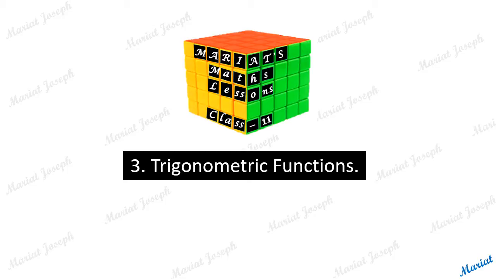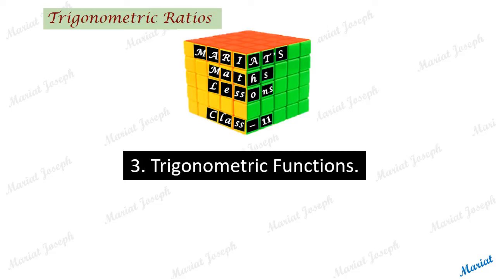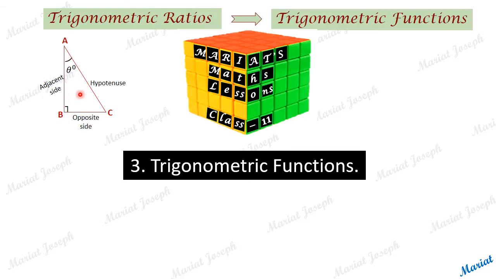It was trigonometric ratios that you did earlier, which was based on a right triangle. You learned about trigonometric ratios of one of the acute angles of a right triangle. But now what we are going to learn is trigonometric functions. Trigonometric functions we will be learning on angles more than 90 degrees.